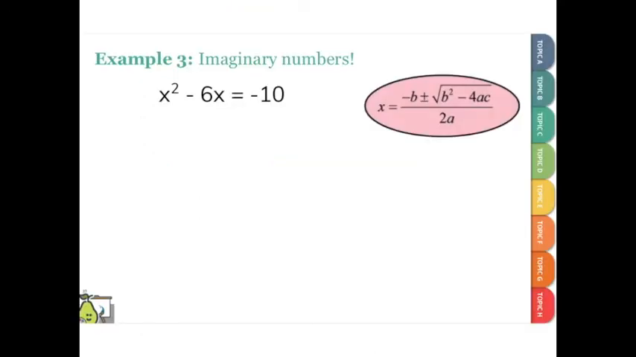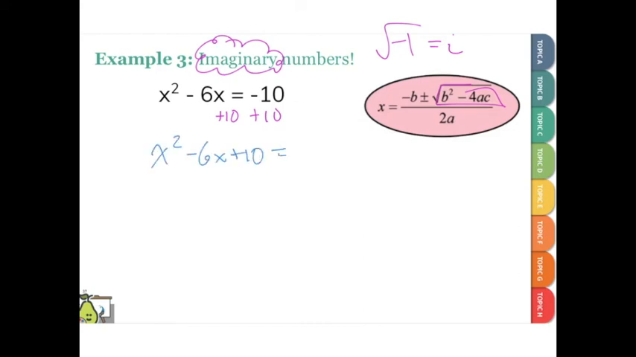Our last example here is going to have imaginary numbers. So I expect to see a negative under my square root because that's where imaginaries come from. Remember that the square root of -1 is i. So I'm going to start by getting this equal to 0, our classic first step. And then I'll have x squared minus 6x plus 10 equals 0.